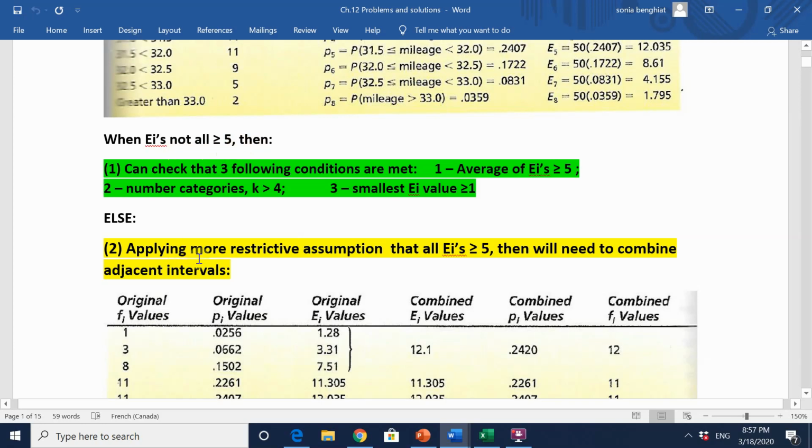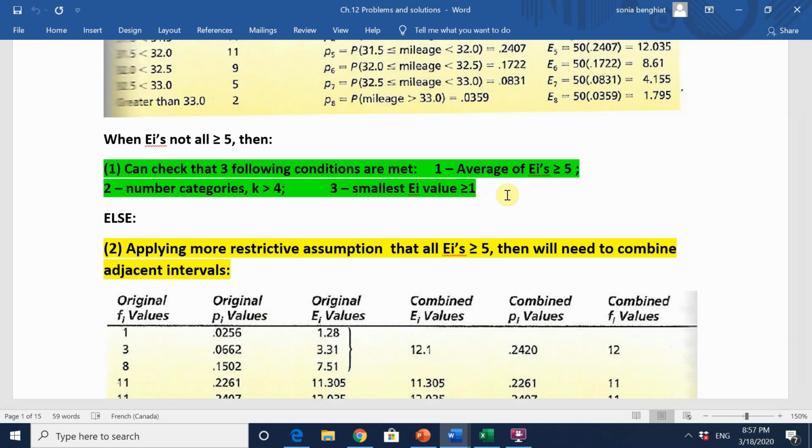The first one being the more restrictive one, whereby you merge some adjacent intervals, and so you ensure that your new EIs or EIJs are greater than or equal to 5. Or you can apply the more relaxed set of conditions over here. So here we've got 3 conditions, in which case you can continue to apply the chi-square test.